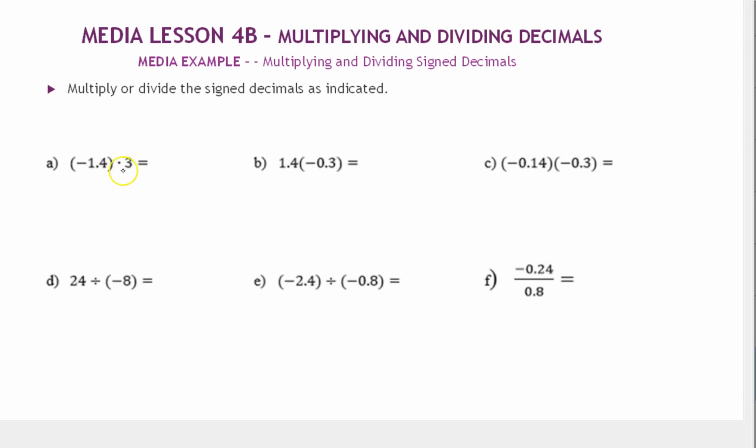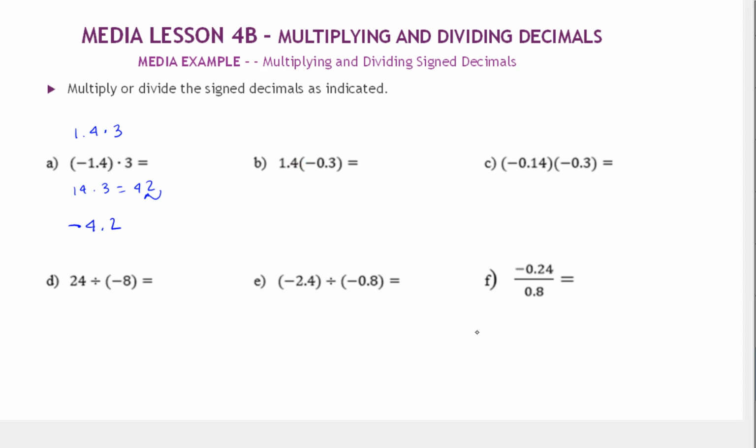So negative 1.4 times 3. Okay, so we want to multiply 1.4 times 3. And 14 times 3 is 42. And since there's one digit after the decimal point, we're going to move the decimal over 1. So we have 4.2. So we just multiplied them as if they were positive. Now looking at the signs, one's positive and one's negative, so the answer is negative.